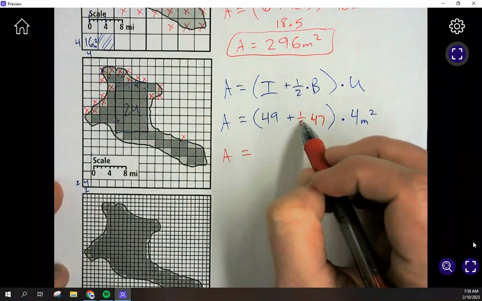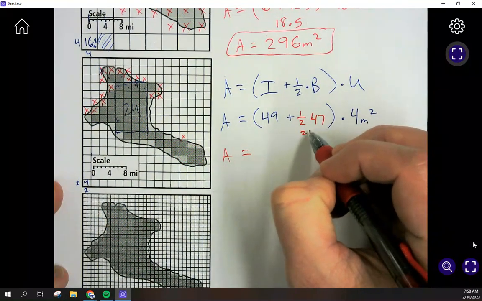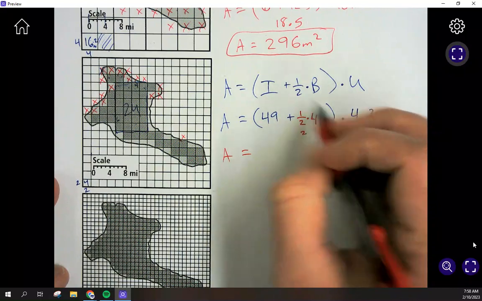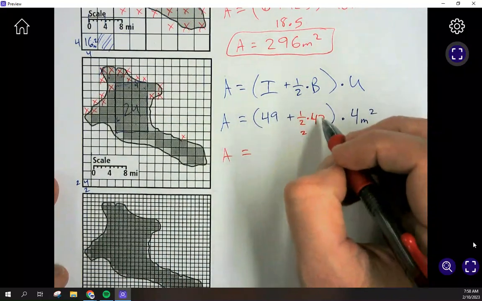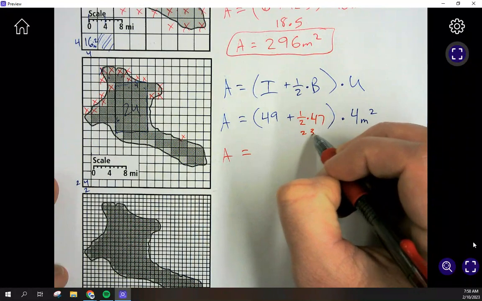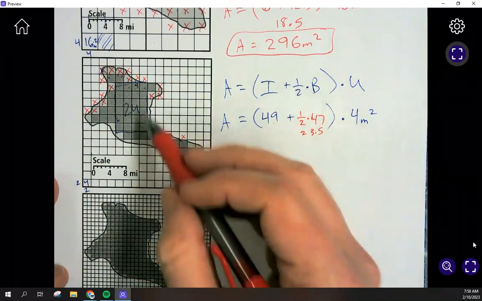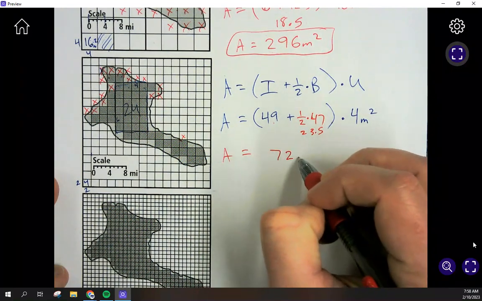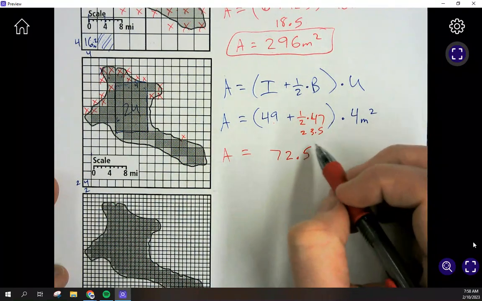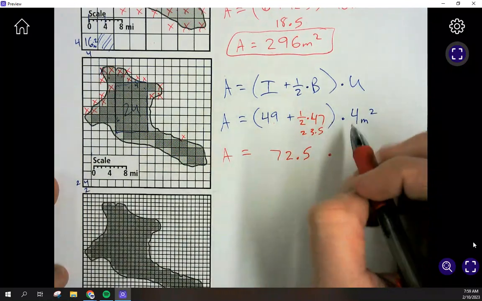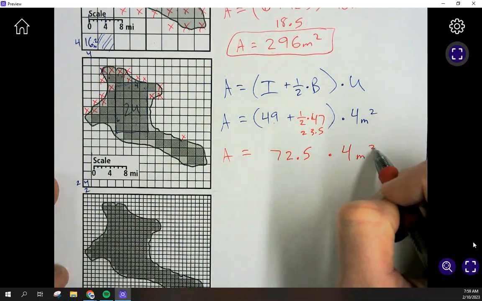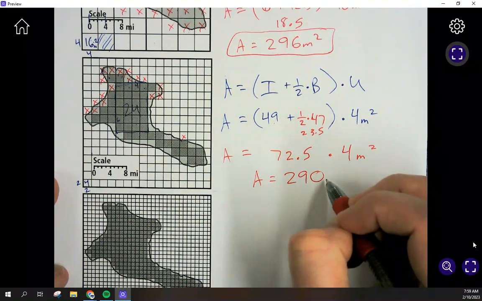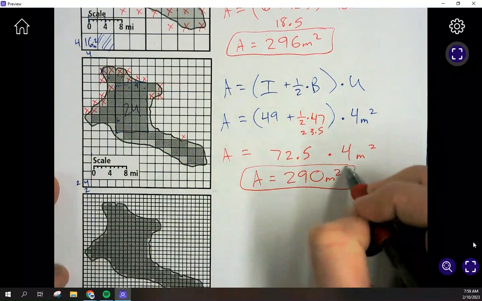All right, so we have to take half of 47. Make sure you multiply. Don't do 47 and a half. It's 47 times a half because those are 47 half-filled boxes. So we're going to count those as 23.5 boxes. We have 49 full boxes. You're going to add those together. That's 72.5 boxes we're estimating. And each one of those boxes is worth 4 square miles. We go ahead, we multiply those together, and that comes out to 290 square miles.